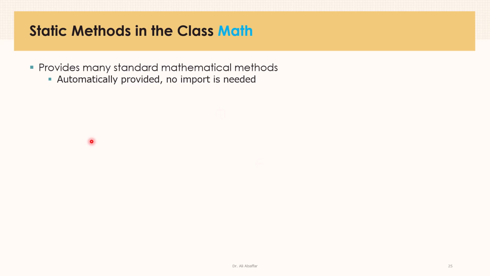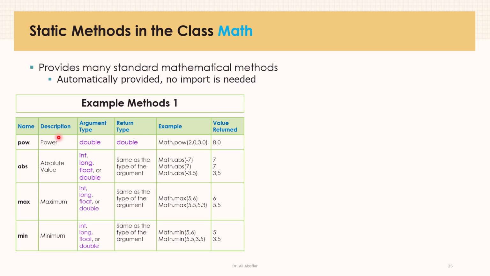Let us have a look into some of these mathematical methods. In this example, we are showing 4 of these methods. In the table, we have the name of the method, a description of what this method is used for, the type of its argument, the type of its return value, an example, and the return value for this example. pow is for computing the power between any two numbers. It works on double numbers, and the return type is also double. As an example, if you want to use it, you write Math.pow and you put the two numbers. So here it is going to compute 2 to the power 3, and the answer is 8.